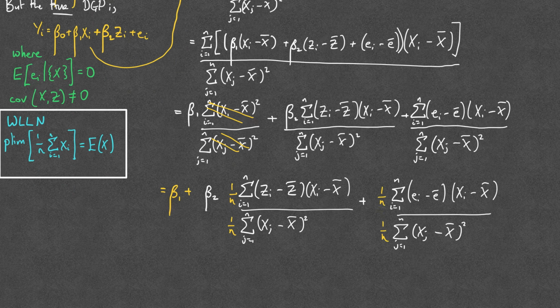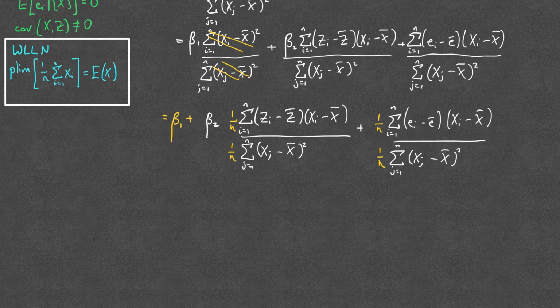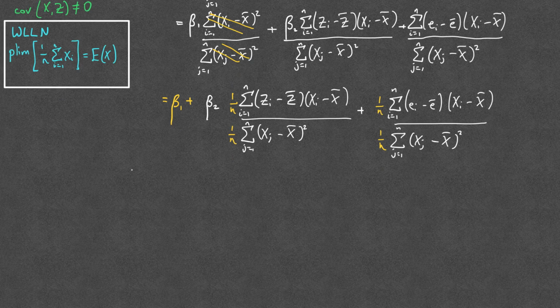So we're going to examine the consistency of this estimator. In order to do so, we're going to need to take the probability limit of our estimator beta 1 hat. Now remember, the probability limit of a sum is just equal to the sum of the probability limits. So we're going to take the probability limit of all of this, which is going to be equal to the probability limit of beta 1 plus the probability limit of beta 2 times this thing plus the probability limit of this. The first term is easy to deal with because the probability limit of beta 1 is just equal to beta 1. Then we've got the probability limit of beta 2 times this.